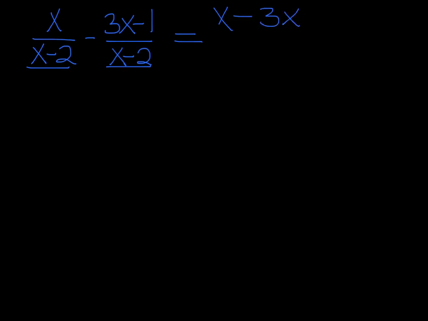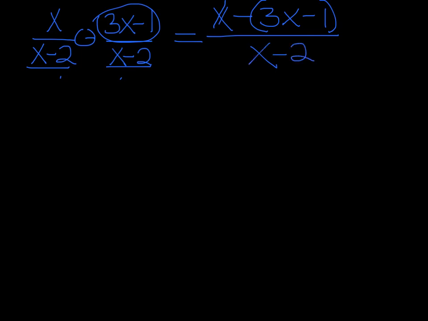And it is very important that you put parentheses around that 3x minus 1 because you are subtracting all of it, not just the 3x. So we want to make sure that we distribute our negative. That's very important. That's going to mess up a lot of people. And then we have over your common denominator, x minus 2.